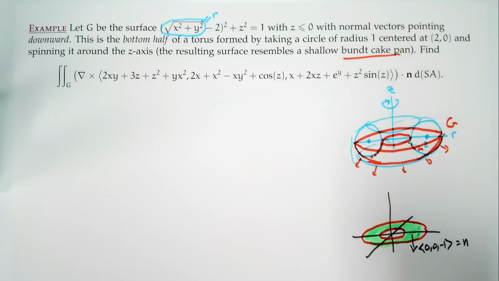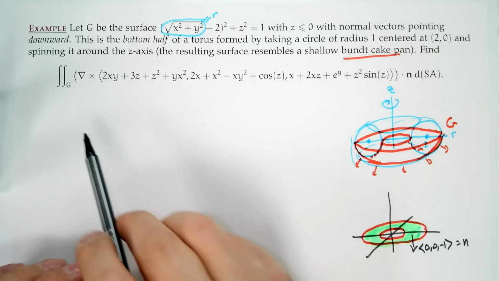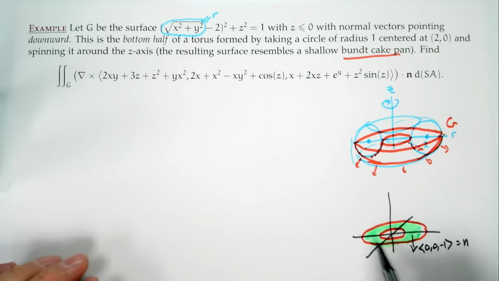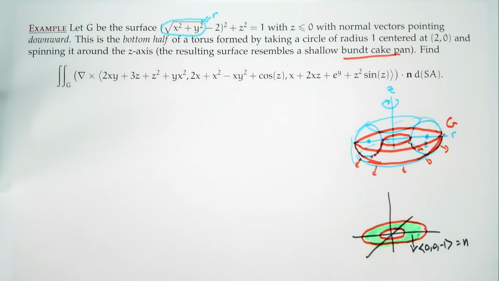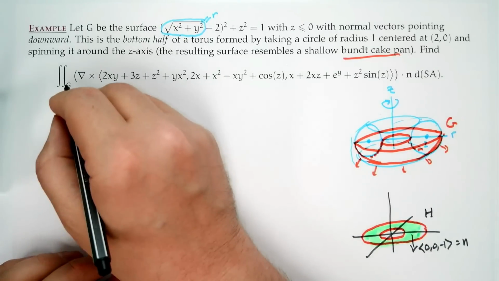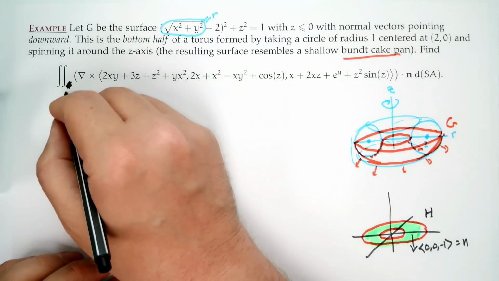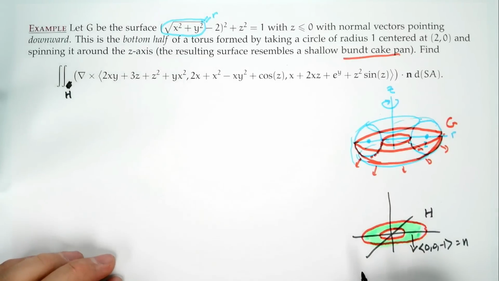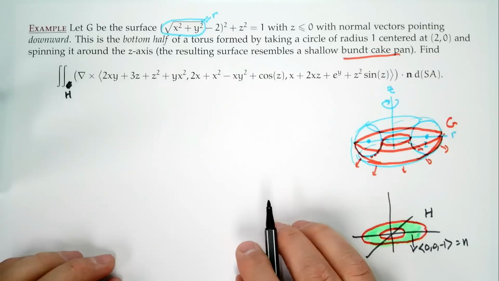All right, so we have our good surface, and we know it points down. So here we say, look, the surface integral is okay. We don't need to go to the boundary, so we don't need to worry about the orientation of the boundary. We're just going to pick a different surface. We're going to call this surface H, and Stokes' theorem says that's the same as solving that. Now let's do the curl here.